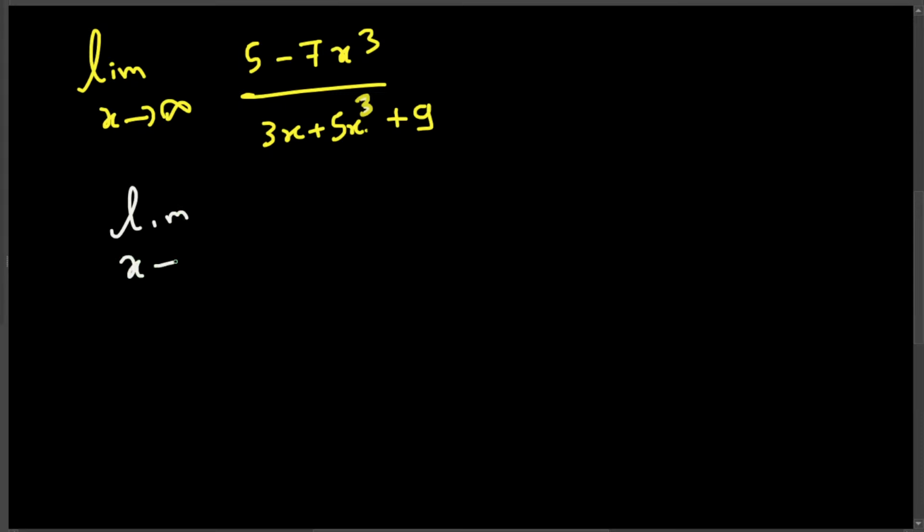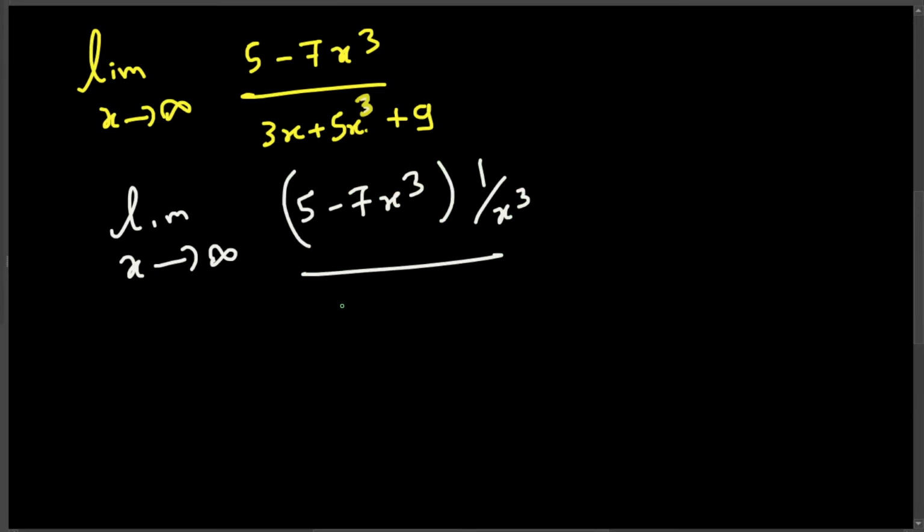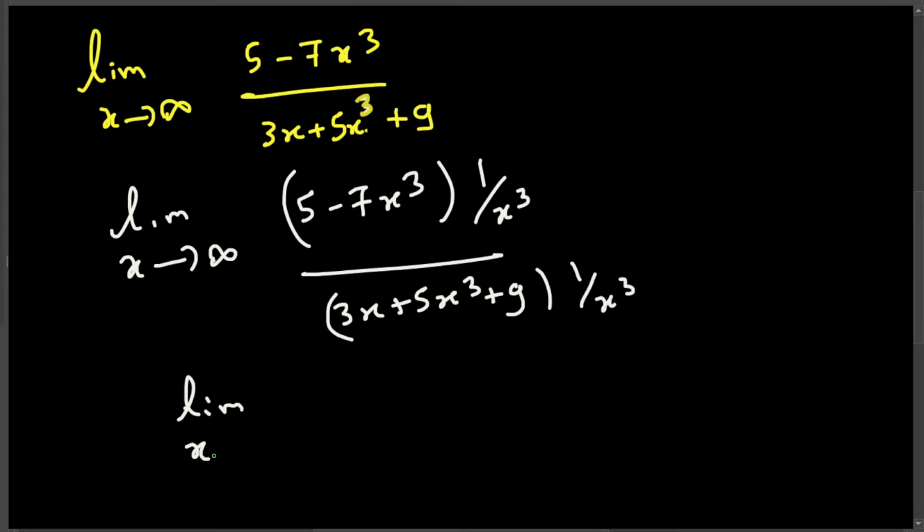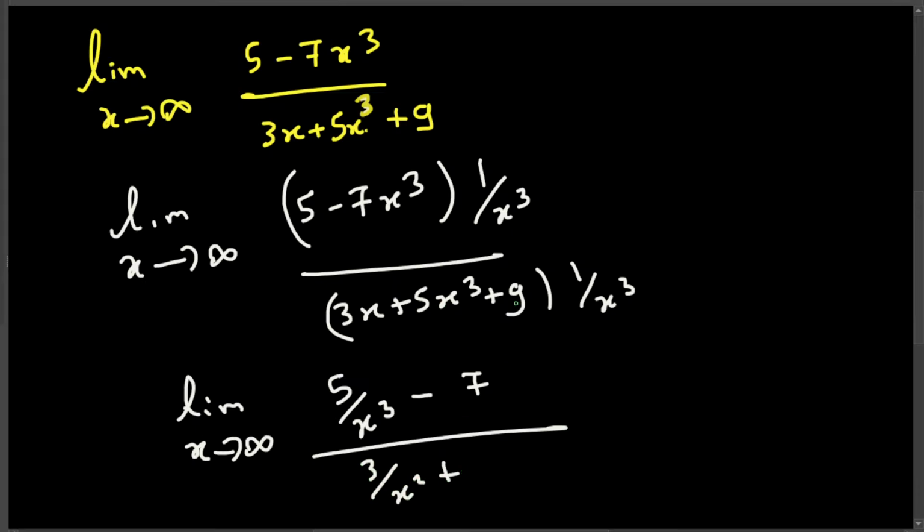Limit x approaches infinity of 5 minus 7x cubed multiplied by 1 over x cubed, and then divided by 3x plus 5x cubed plus 9 multiplied by 1 over x cubed. And if I multiply that one, we will get limit x approaches infinity of 5 over x cubed minus 7x cubed times 1 over x cubed, that's 7, divided by 3x times 1 over x cubed, that's going to be 3 over x squared, plus 5x cubed times 1 over x cubed, that's 5, plus 9 times 1 over x cubed, that is 9 over x cubed.